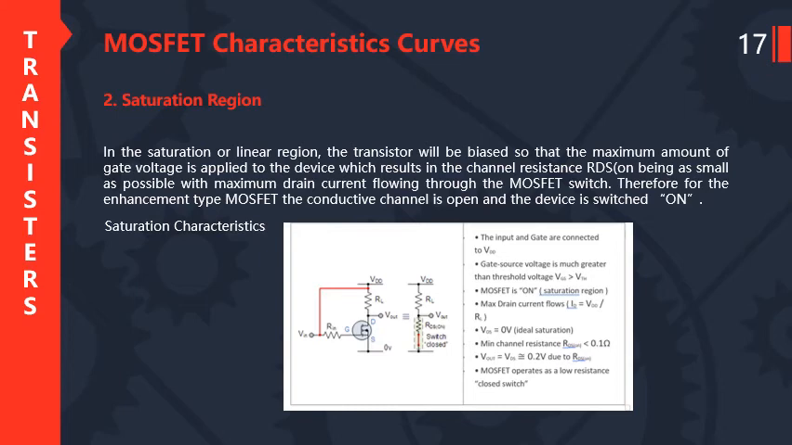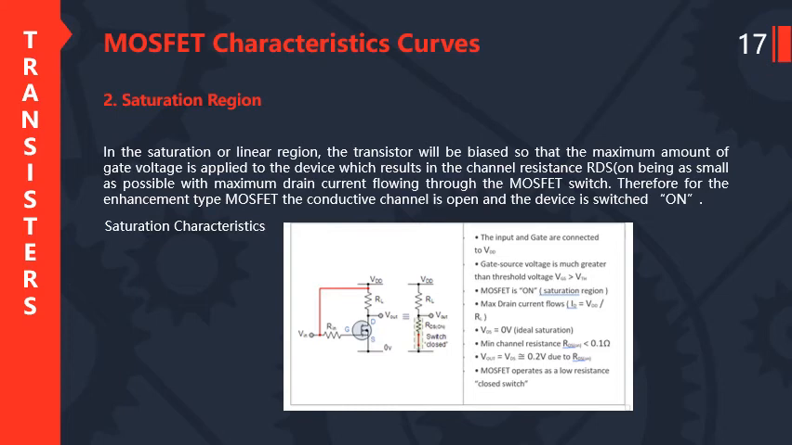In this, the input and the gate are connected to VDD, gate source voltage is much greater than threshold voltage, meaning VGS is greater than VTH. MOSFET is on in a saturation region. Maximum drain current flow ID is equal to VDD divided by RL. सिंपल ओम्स लॉ से हमने ये फॉर्मूला निकाला है, V is equal to IR, so I is equal to V upon R. तो इसमें हमारे पास I जो है वो ID है, V की जगह VDD है और R की जगह RL है. सो हमारा ID का फॉर्मूला हो जाएगा ID is equal to VDD divided by RL.